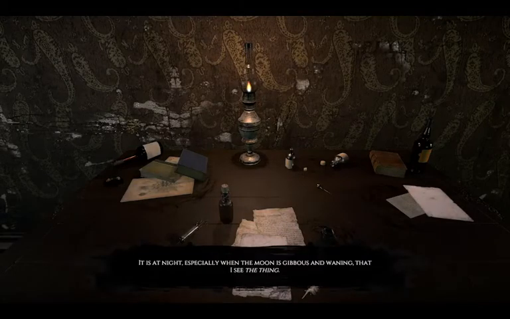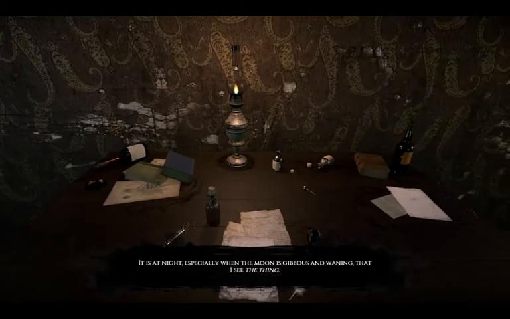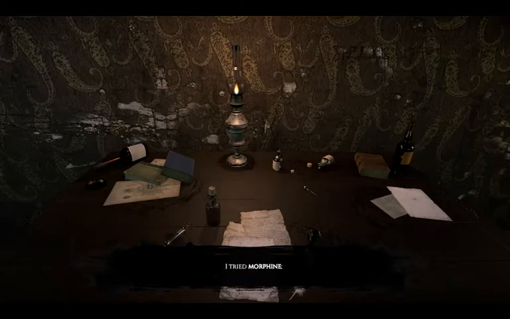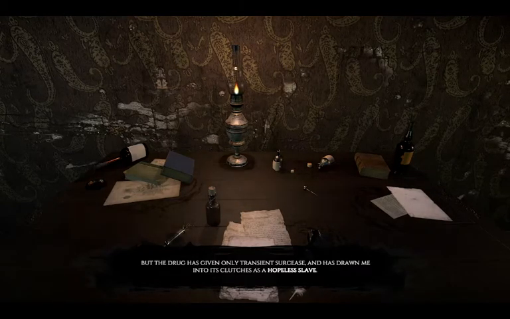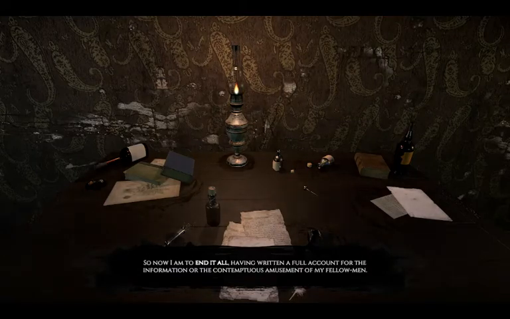It is at night, especially when the moon is gibbous and waning, that I see the thing. I tried morphine, but the drug has given only transient surcease, and has drawn me into its clutches as a hopeless slave. So now I am to end it all, having written a full account for the information or the contemptuous amusement of my fellow men.